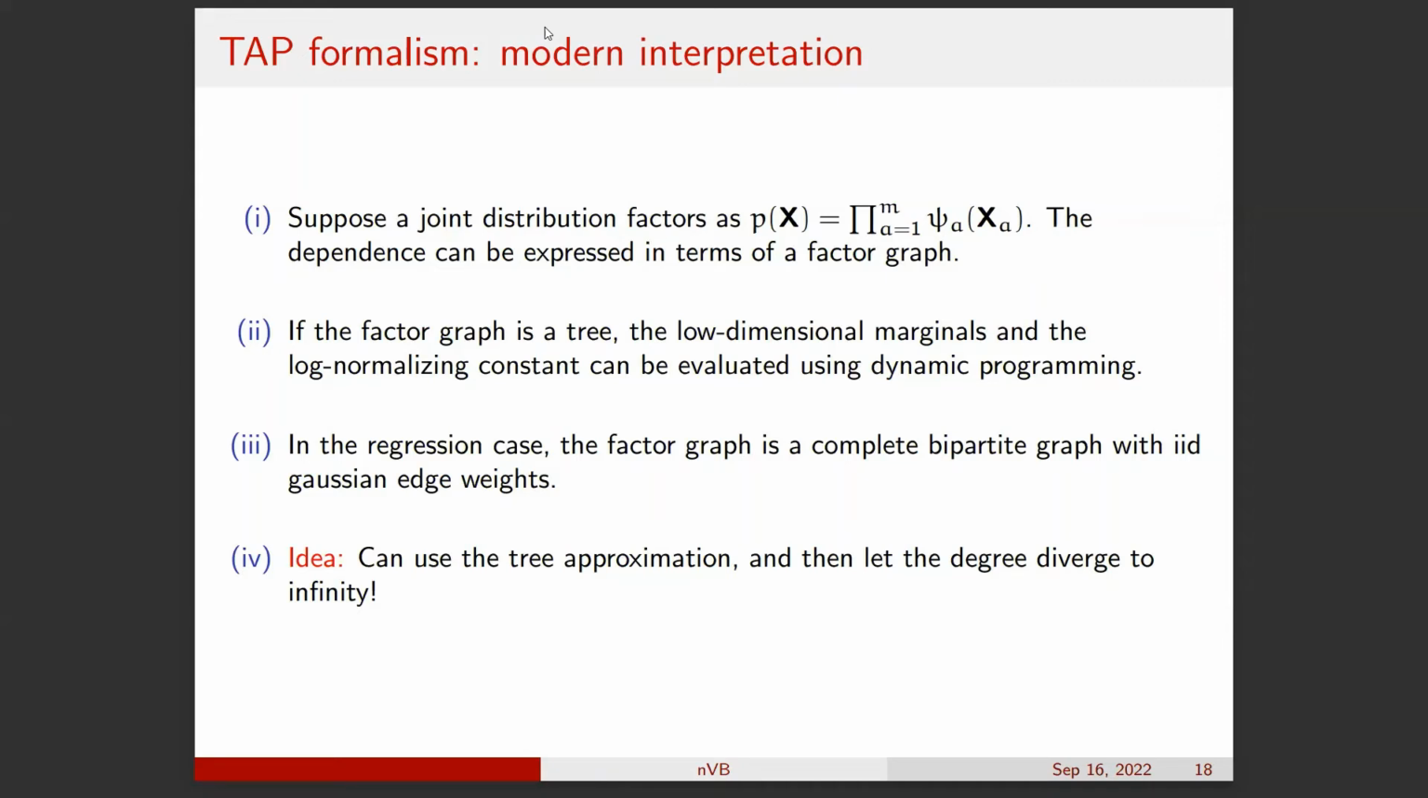Is there any connection with the approximate message passing approach? Yes, they're very much connected. They are essentially two sides of the same coin. One can see approximate message passing as an iterative approach which is trying to optimize this objective. So they are very much related.